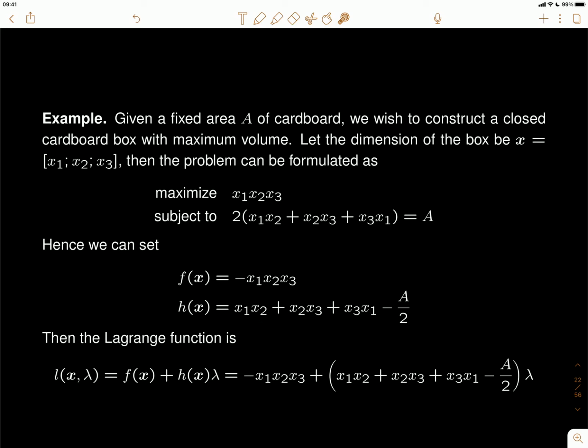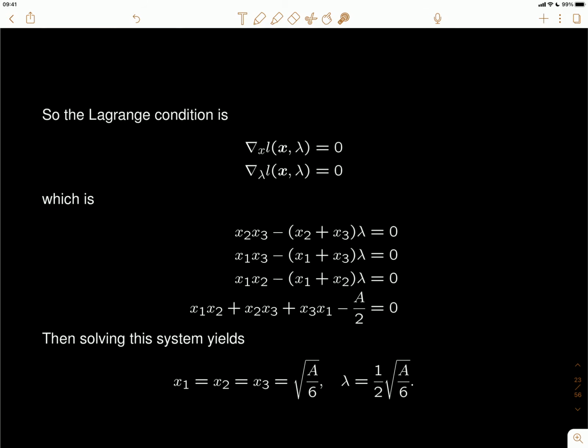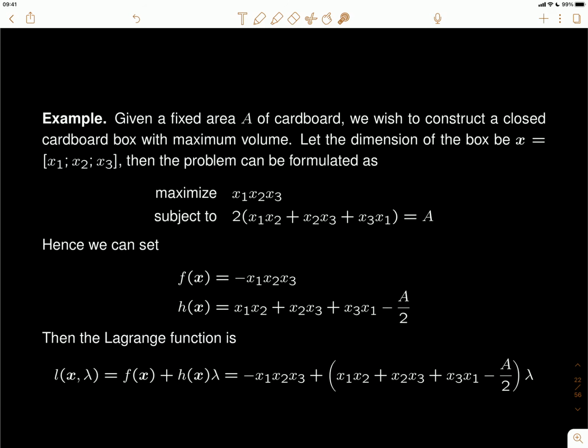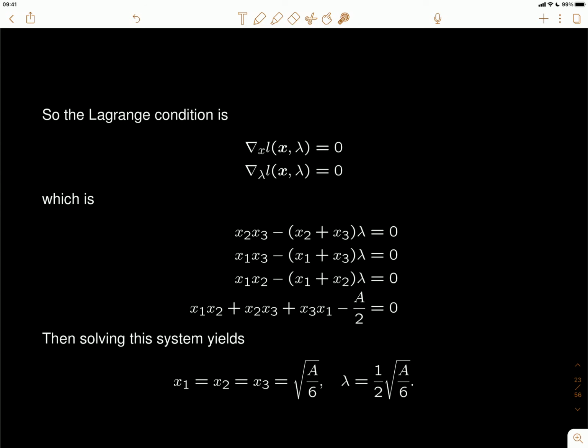So remember that the Lagrange function is just f plus h times lambda. The lambda has the same dimension as h, but h is a scalar value, so lambda is a scalar as well. So the L, the Lagrange function, is just f of x plus h of x times lambda. So this is the f of x, this is h of x, and this is scalar lambda, all right? And now we can consider the Lagrange condition. As we said, an easy way to memorize this is to take the derivative with respect to x, set it to 0, take the derivative with respect to lambda, set it to 0. And these two together give us the Lagrange condition.